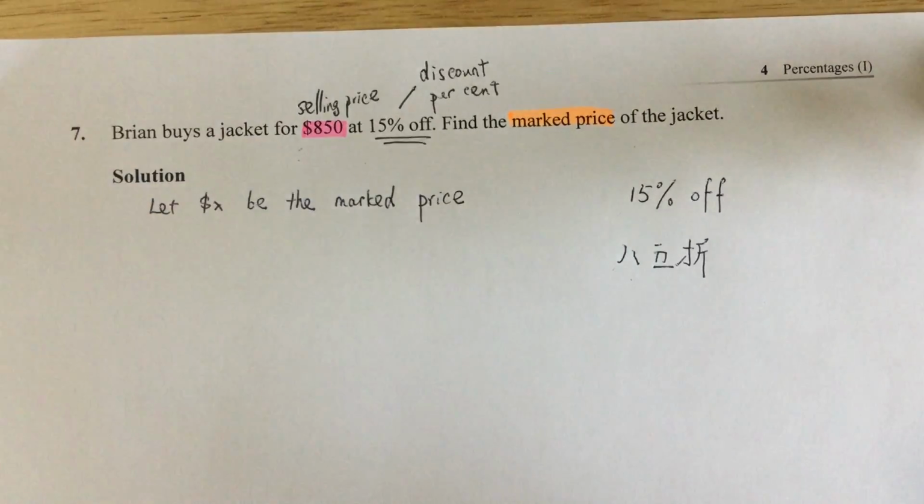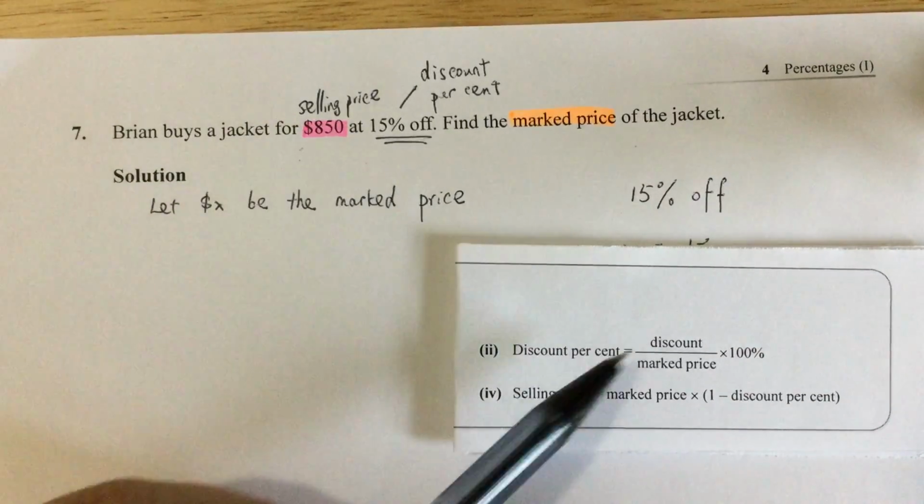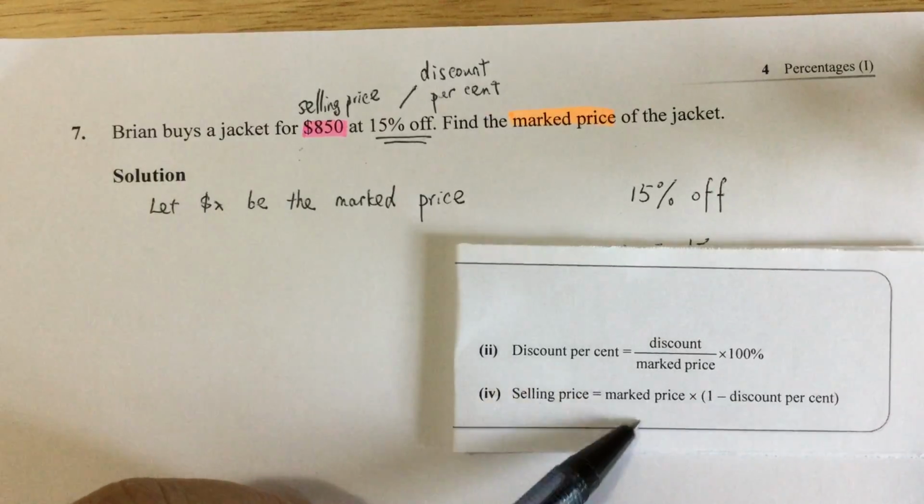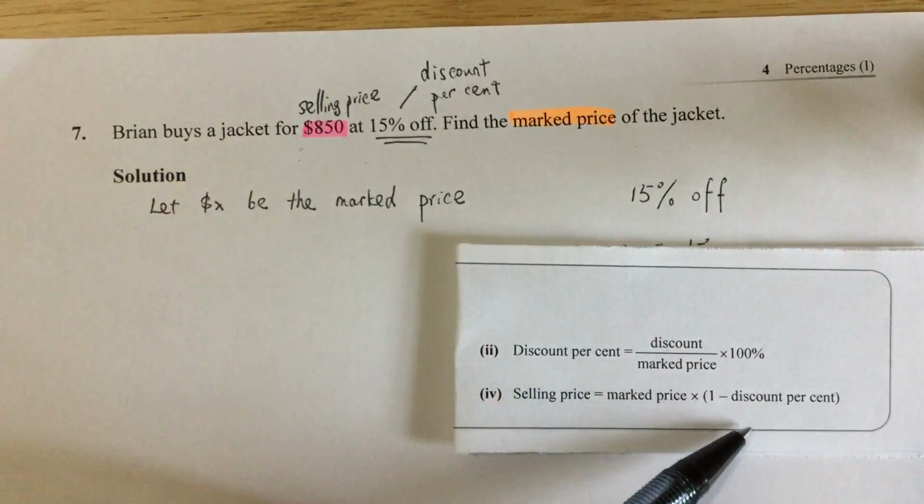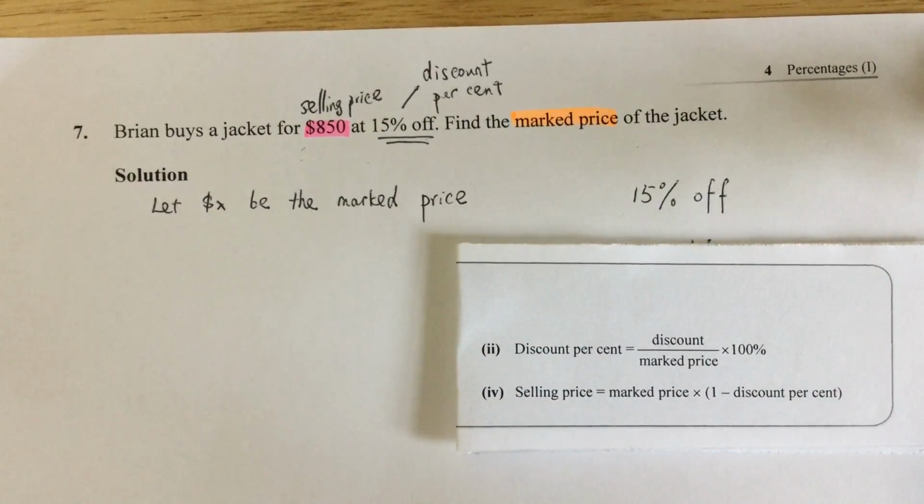Okay, now I'm going to calculate it with the formula. Once again, the selling price is $850, the mark price is unknown, and the discount percent is 15%. I will give you 15 seconds to do it. If you do not have enough time to do the question, just pause the video. Okay, now I will discuss the answer with you all. If you are continuing your work, just pause the video now.